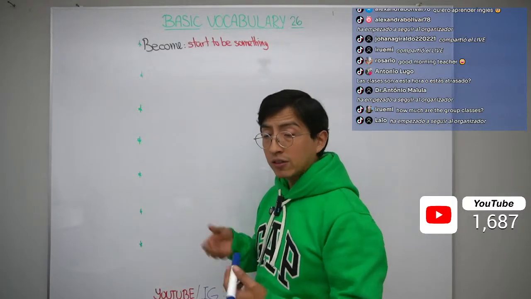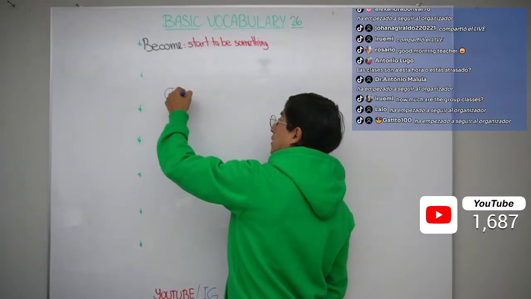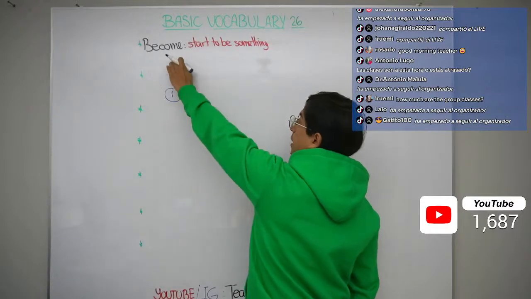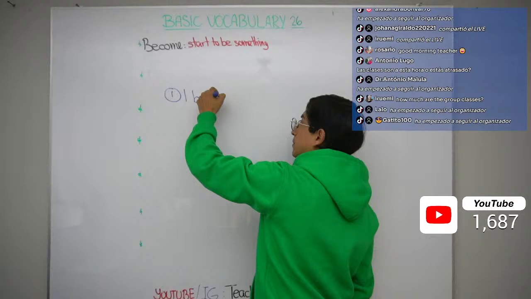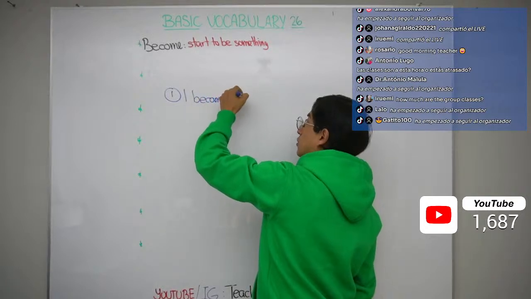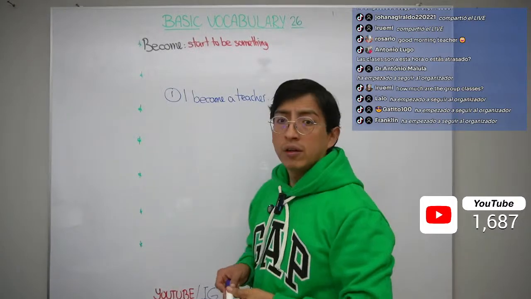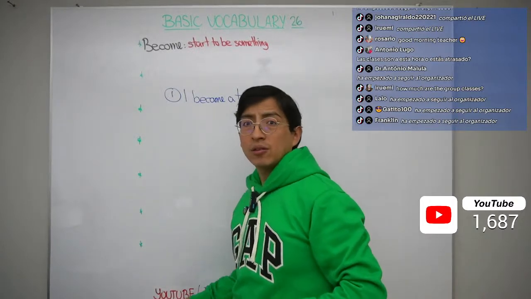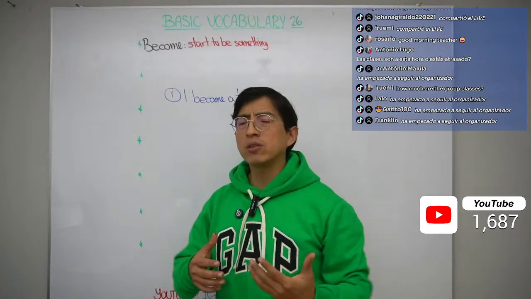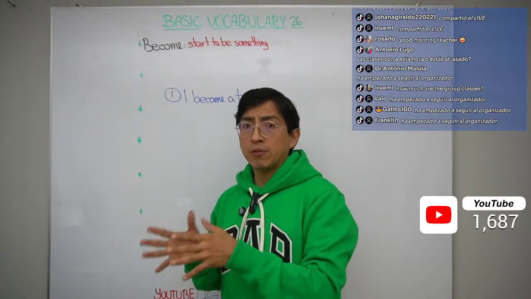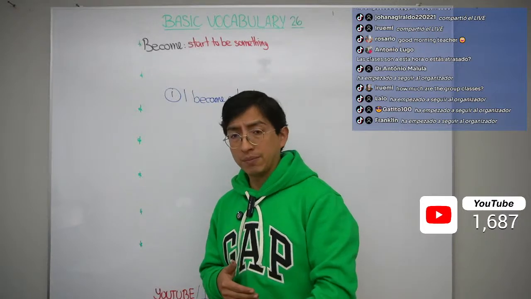Okay, we can start with something such as, simple past of become, became. I became a teacher. So when we are kids or when we graduate from school, we don't have a profession, we don't have a job, right? So we have to study.